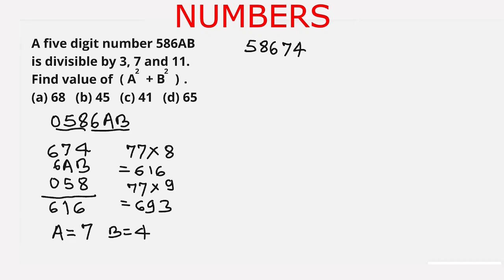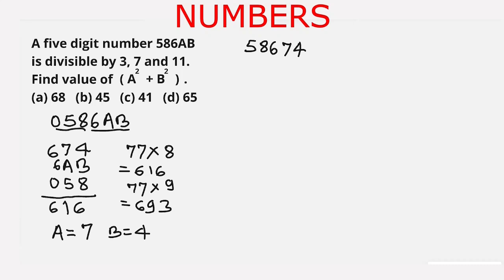58674. Now we will verify whether this number is also divisible by 3 or not. So we take the sum of the digits. 5 plus 8 is 13. 13 plus 6 is 19. 19 plus 7 is 26. Plus 4 is 30. So the number is divisible by 3, as 30 is divisible by 3.